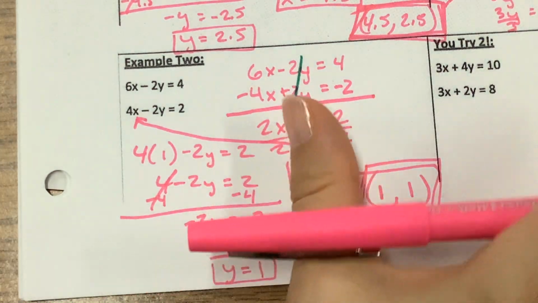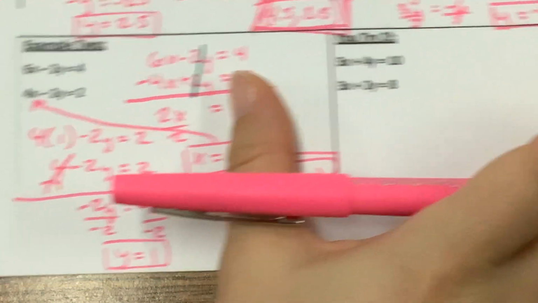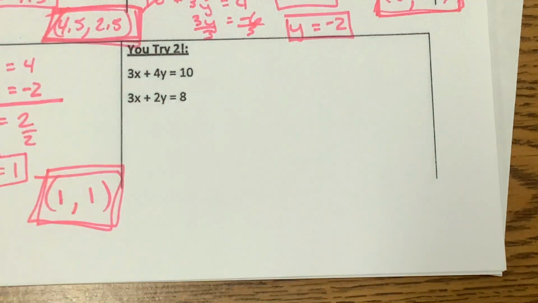Okay, go ahead and try the you try next to it. Are we going to have to change the signs? Yes, we will have to change the signs, and always just change the signs of the bottom one, okay? Remember, you have to change all of them.